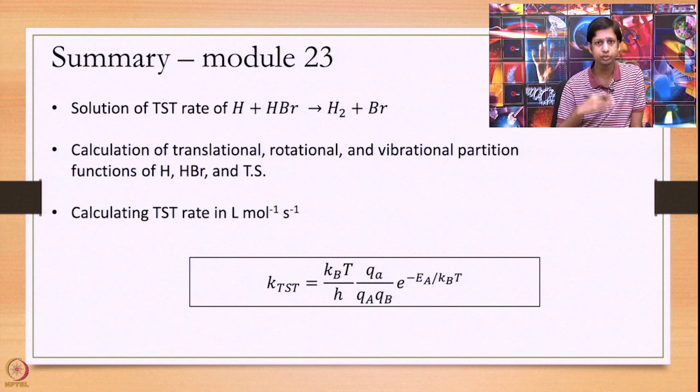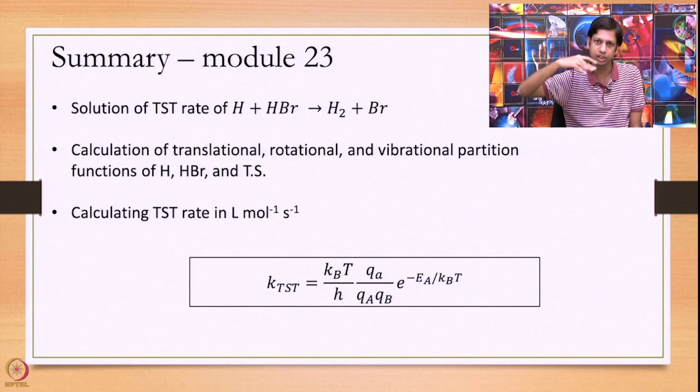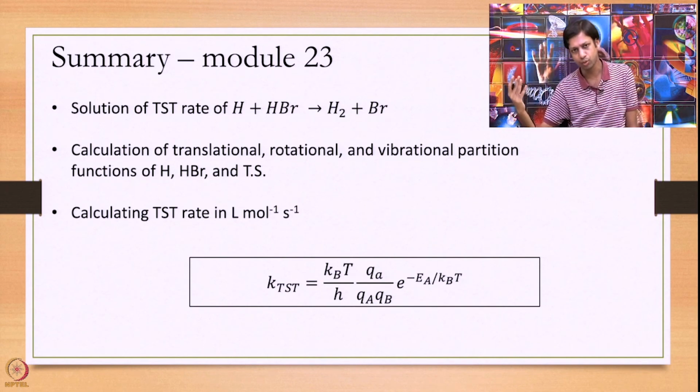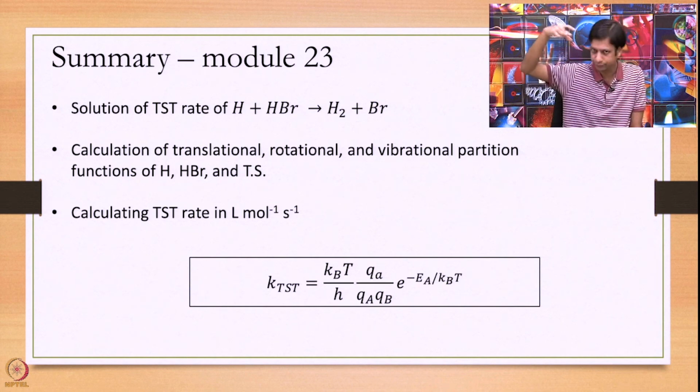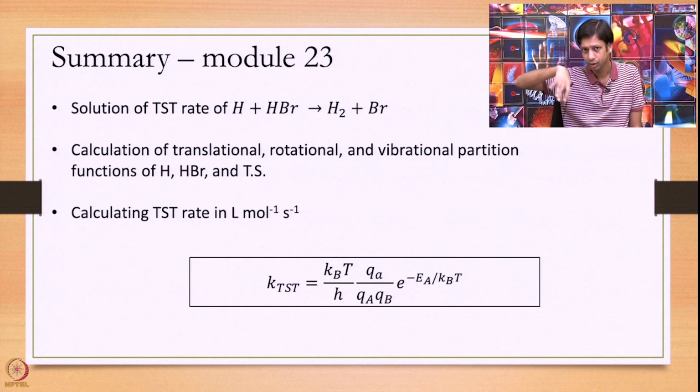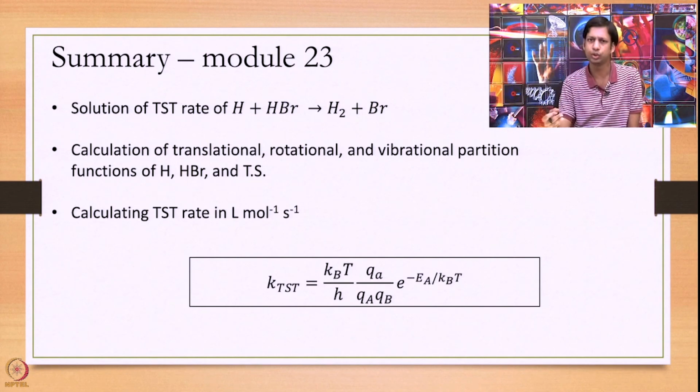So, the first step is always identifying the parameters you need. You have to figure out whether the structures are linear or non-linear, calculate the appropriate moments of inertia, calculate the appropriate frequencies. Always remember that for the transition state I require one frequency less, and then plug into the formulas, and after you plug into all the formulas, you have to be careful with units and get the final answer out.